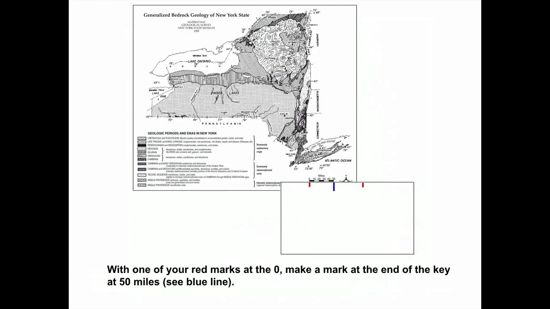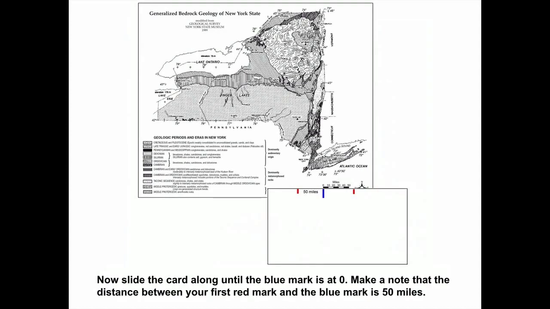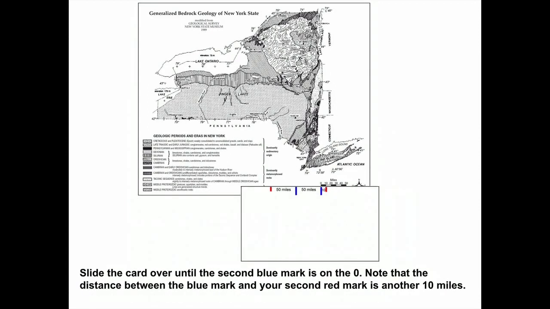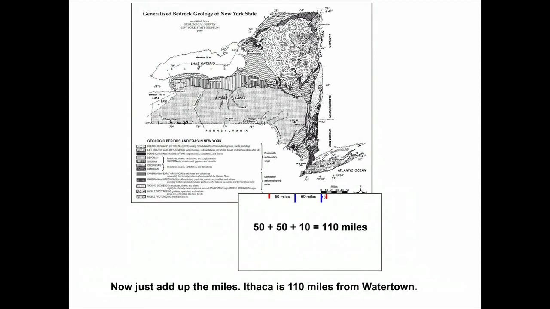And then we're going to take our card or our scrap piece of paper and we're going to back it up so that that new line marks the 0, and I can start counting again. Notice I also wrote 50 miles in this first space because I want to keep track of how much I'm measuring. So now we know that that's also 50 miles, and now I have this little bit. So I'm going to make a mark again and figure out how far that is. And it turns out it's about 10 miles. So when I add up those 3 numbers, 50 plus 50 plus 10 is 110 miles. So that's how to measure the distance between any 2 points on the New York State Generalized Bedrock Geology Map.